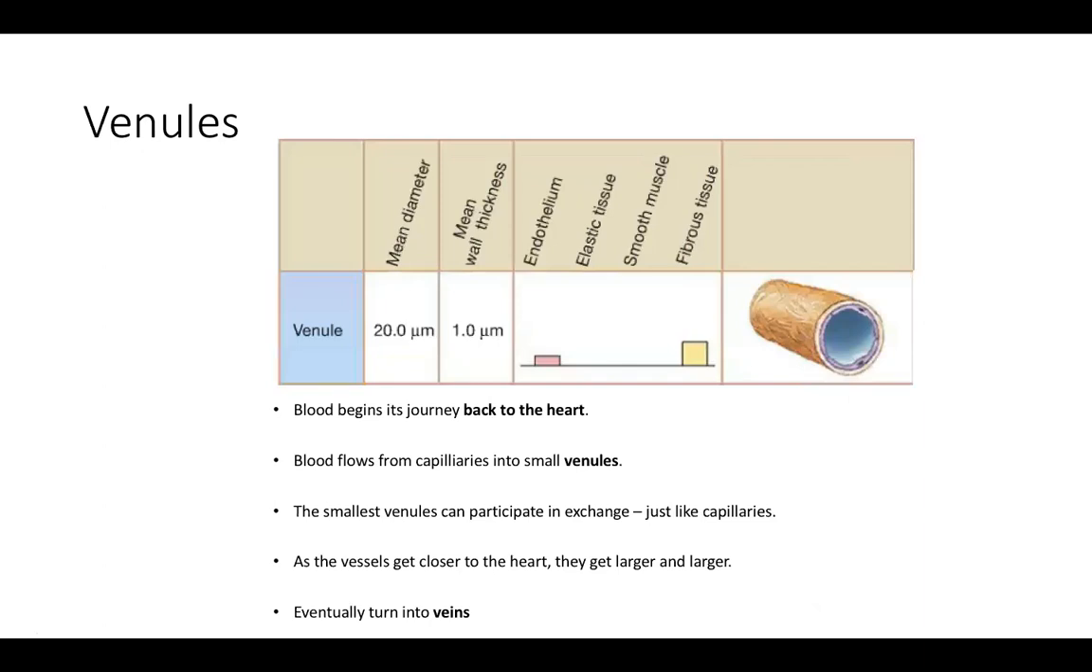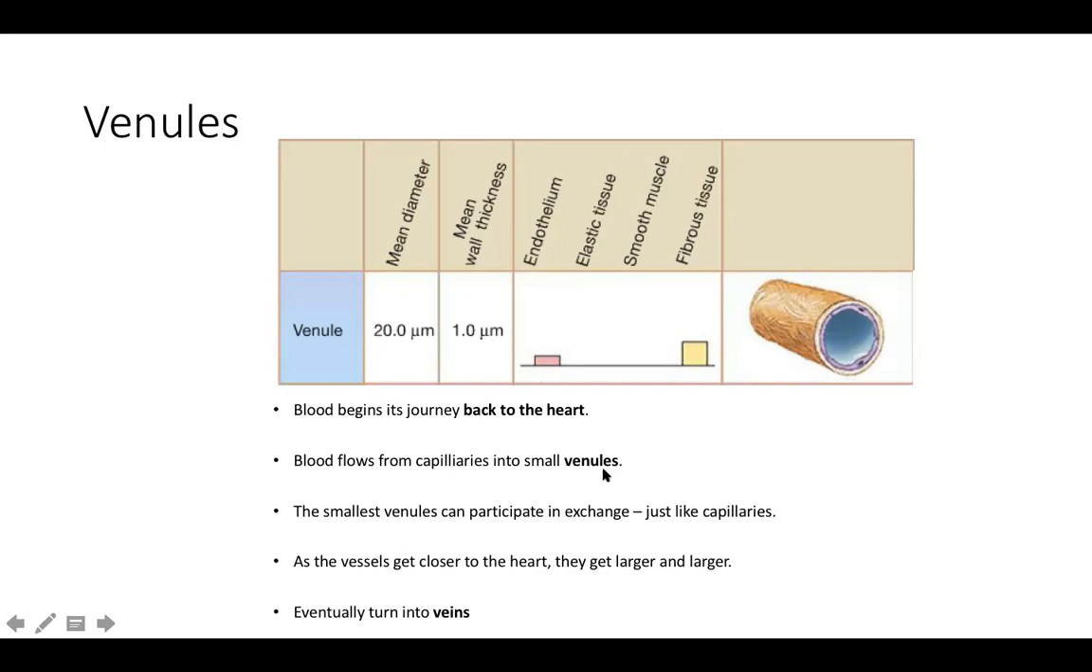As blood makes its journey back to the heart, eventually those capillaries are going to join together, and you're going to get a little bit of a return of that fibrous tissue. And so those larger vessels are going to have a bit of fibrous tissue and an endothelial lining. And when you have a bit of fibrous tissue with endothelium, that type of vessel is called a venule.